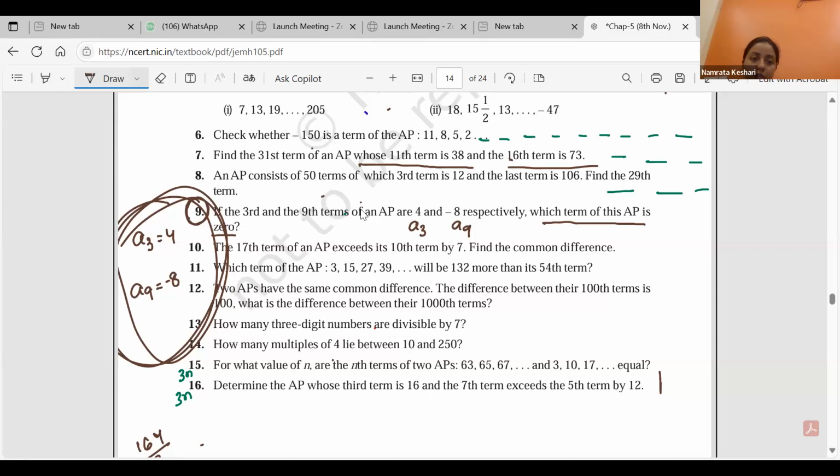हाँ, और दूसरा इक्वेशन? A9 equals A plus bracket 9 minus 1 bracket D equals A plus 8D. ए प्लस 8d इज इक्वल टू -8. अब इन दोनों इक्वेशन को सॉल्व करके मुझे बताओ व्हाट इज ए, व्हाट इज डी. Okay.